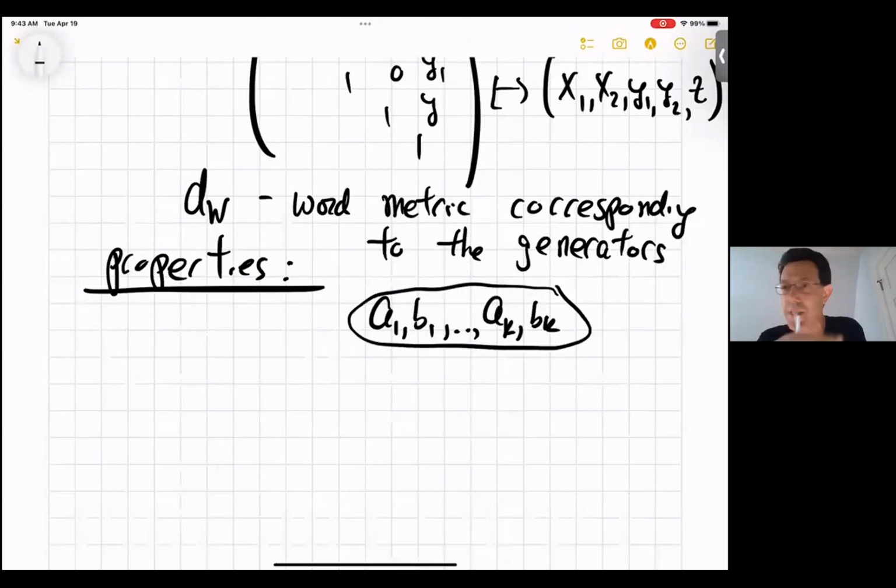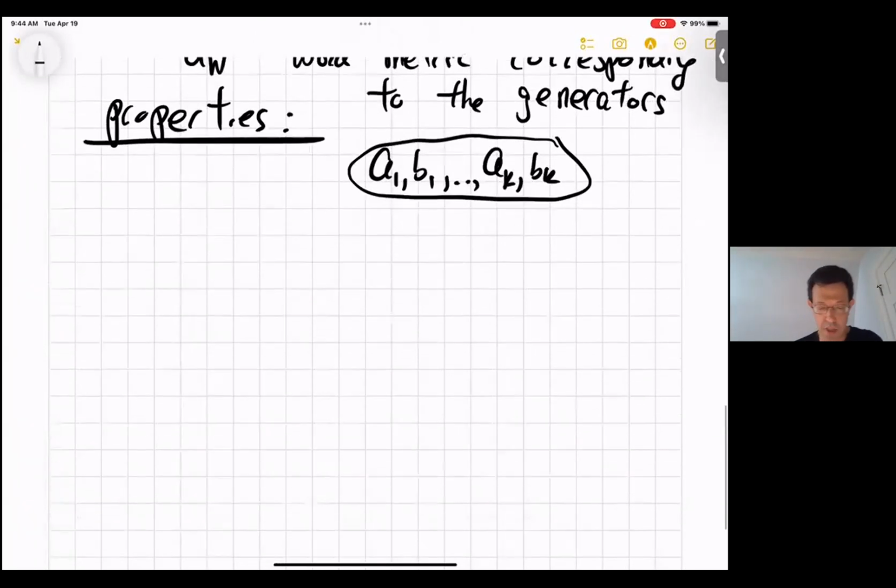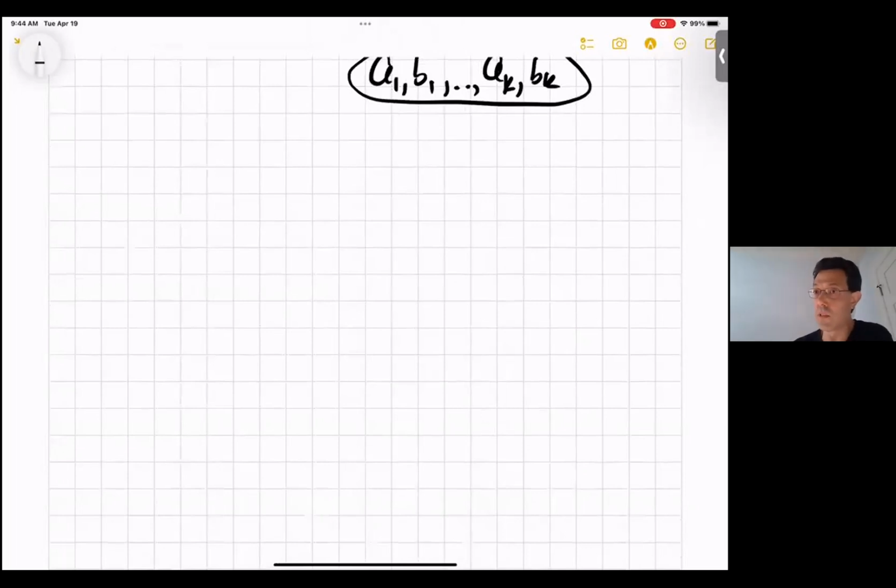The theorems I'm going to be stating are independent of the choice of set of generators. So choose your favorite set of generators and look at the word metric on this group. It's going to be the same theorem. It's just going to change constants, which I'm going to be ignoring anyways, and they're going to be irrelevant. So for example, you can just do the matrix multiplication.